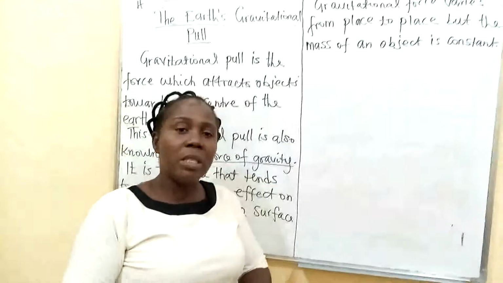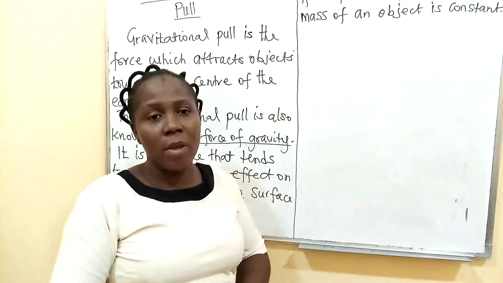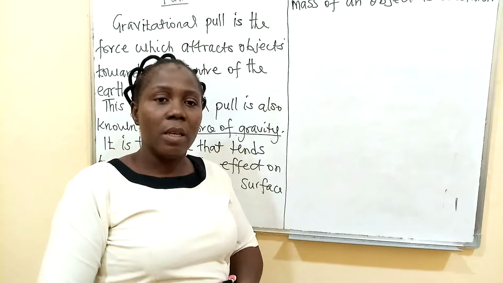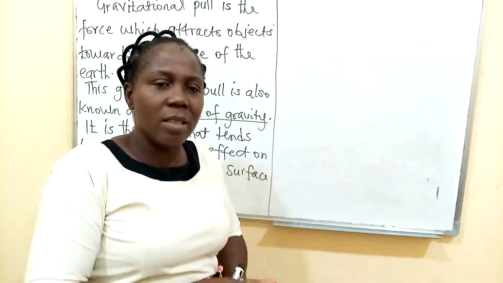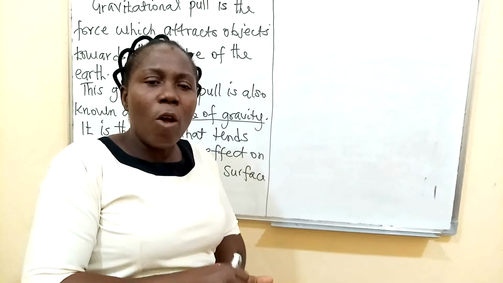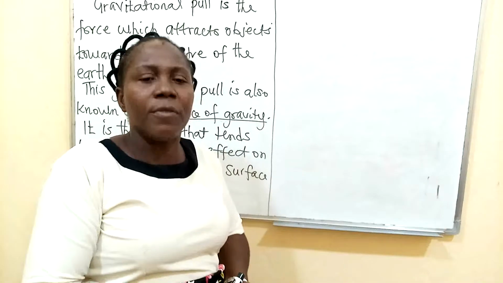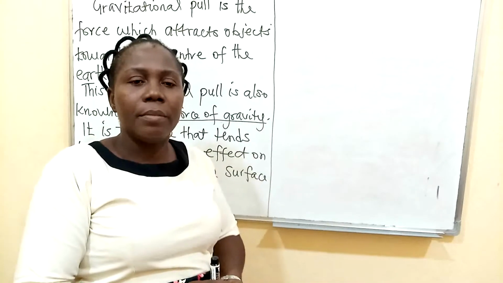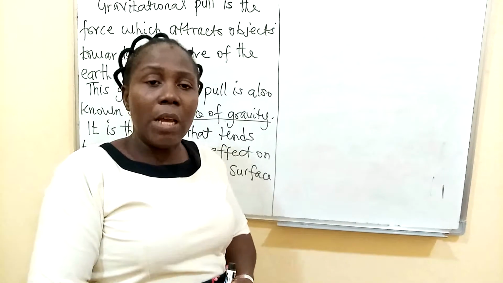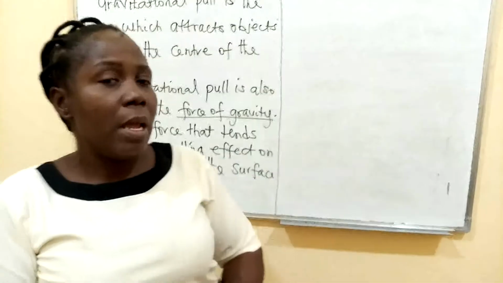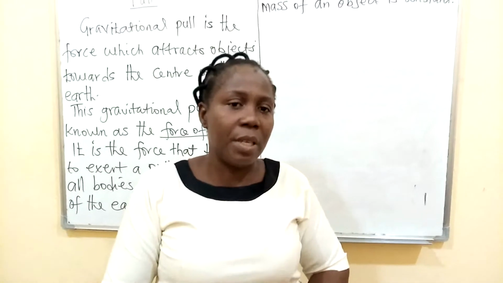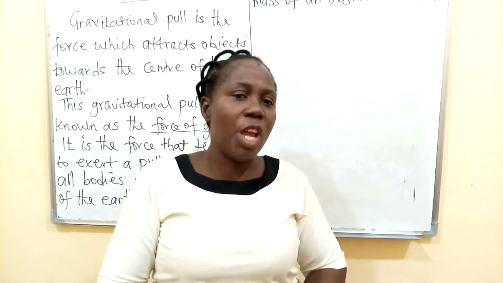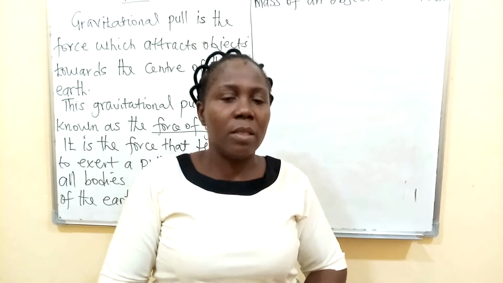Now, another thing we want to look at is that the force of gravity varies. That means that it is not the same from place to place, but the mass, that is the contents of an object, what that object is made up of, remains the same. It's always constant. Another thing we want to learn in our lesson today is that the force of gravity is less in space.